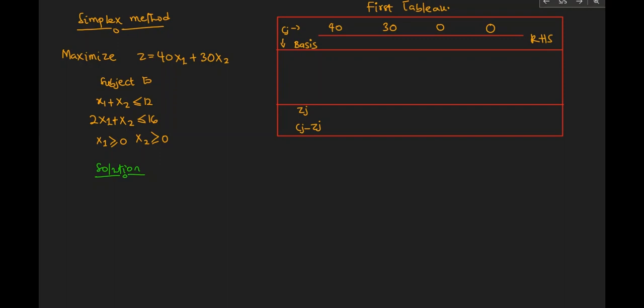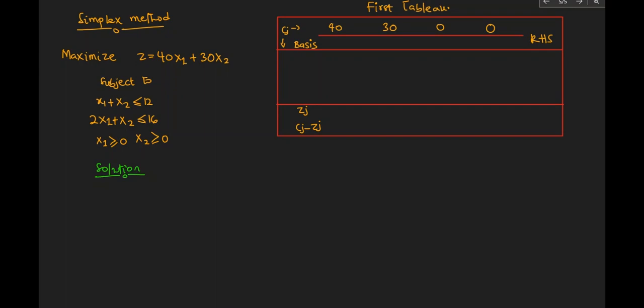In this video, we are going to solve this question I have on the screen using the simplex method. So the question says maximize z equals 40x1 plus 30x2 subject to x1 plus x2 less than or equal to 12, 2x1 plus x2 less than or equal to 16, where x1 and x2 are greater than or equal to 0. So let's look at how you are going to solve this question.